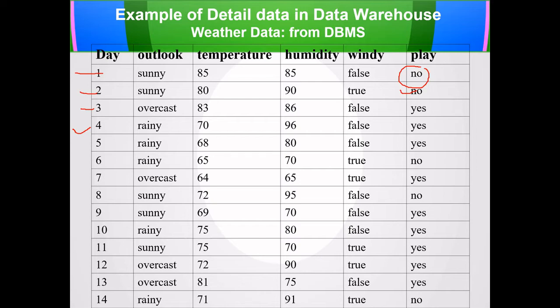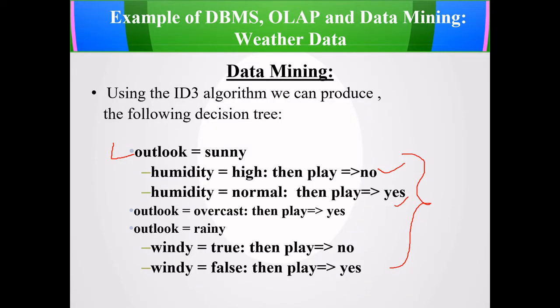This detailed data can be input to the data mining technique, and the output of the data mining technique will be rules. With the help of these rules, the decision maker can decide whether to play the match or not. So this is one example of the use of data warehouse data.